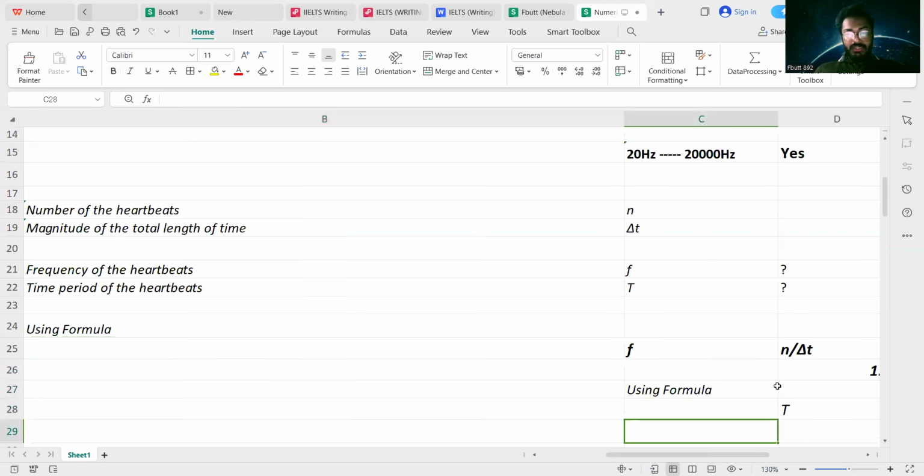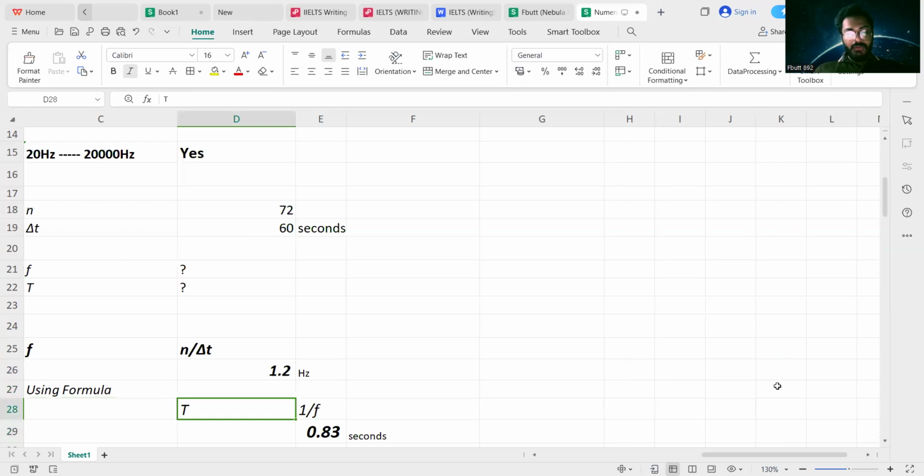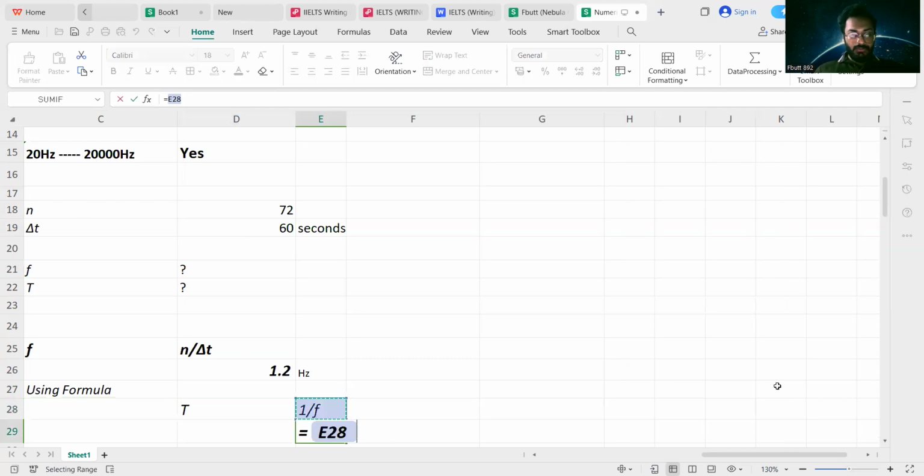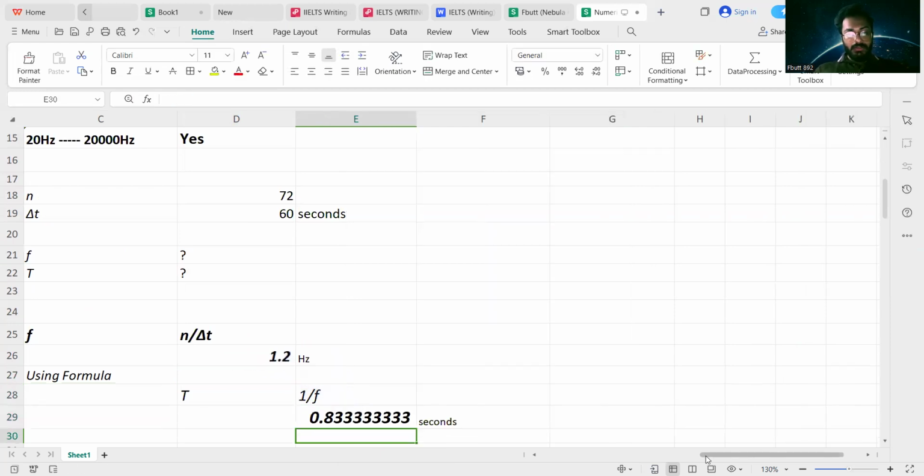So what is the time period? What is the time taken to complete one vibration? For that purpose, I have to take the inverse of the frequency. So the inverse of the frequency is 1 divided by 1.2. I'll get the magnitude of the time period as 0.833 seconds. I'm going to restrict it up to 2 decimal places.